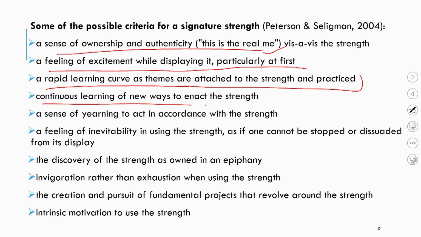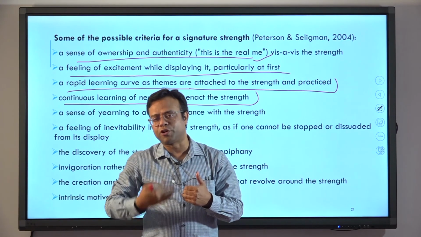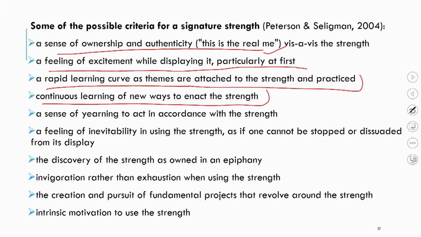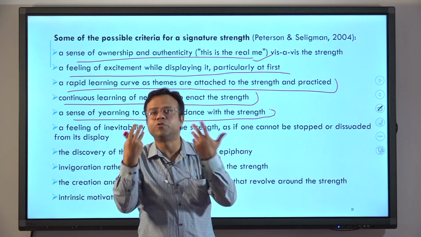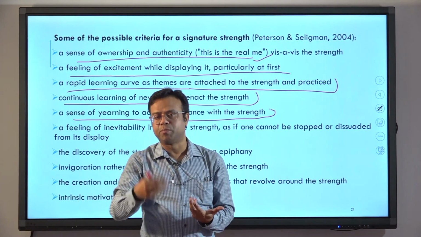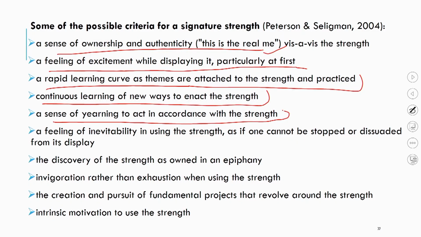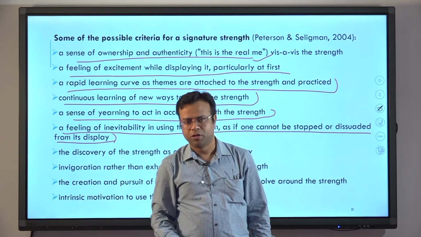There will be continuous learning of new ways to enact the strengths. Because strength is something that you want to express more and more, there is a possibility of continuously learning and trying to enact those strengths in new ways. There is also a sense of yearning to act in accordance with the strengths. You want to express them more and more. So strengths always want to come out and express themselves. Another thing is a feeling of inevitability in using the strength, as if one cannot be stopped or dissuaded from its display. It will anyway come out.